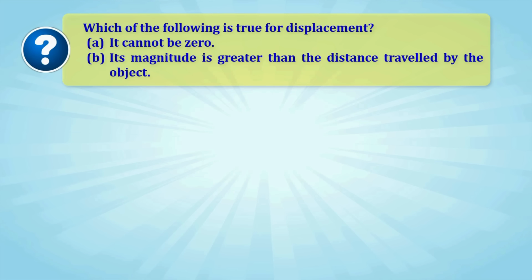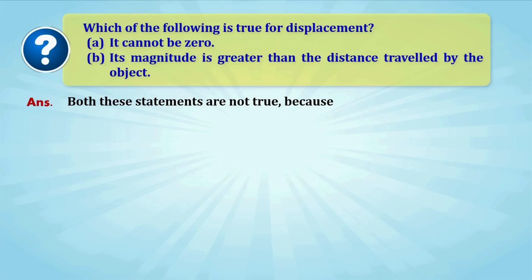Let us now answer this conceptual question. Which of the following statements is true for displacement? Statement A says that displacement cannot be zero. Statement B says that the magnitude of displacement is greater than the distance traveled by the object. The correct answer is that both these statements are not true.